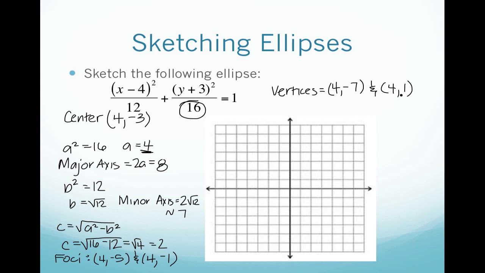Okay, so we have all the pieces of information. Now let's graph this. So our center is at (4, -3), so let's go right 1, 2, 3, 4, and down 3 units. So here is our center.